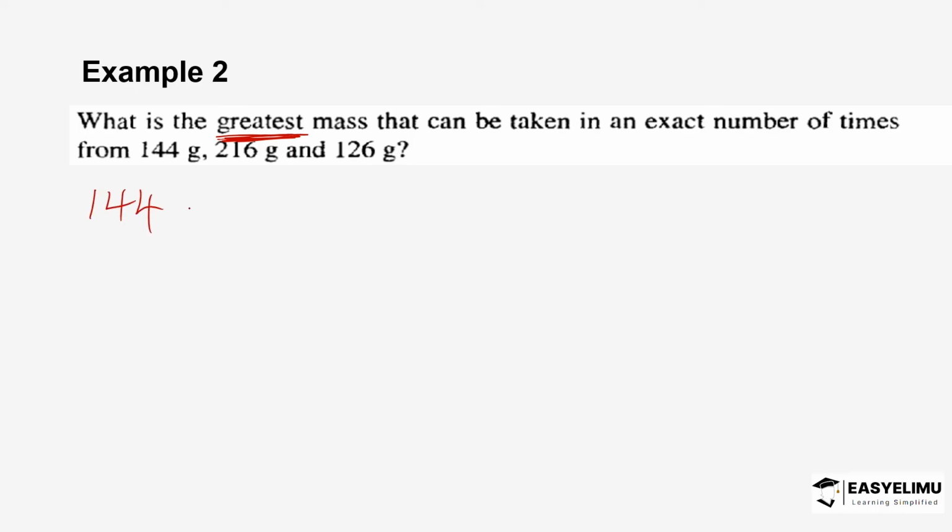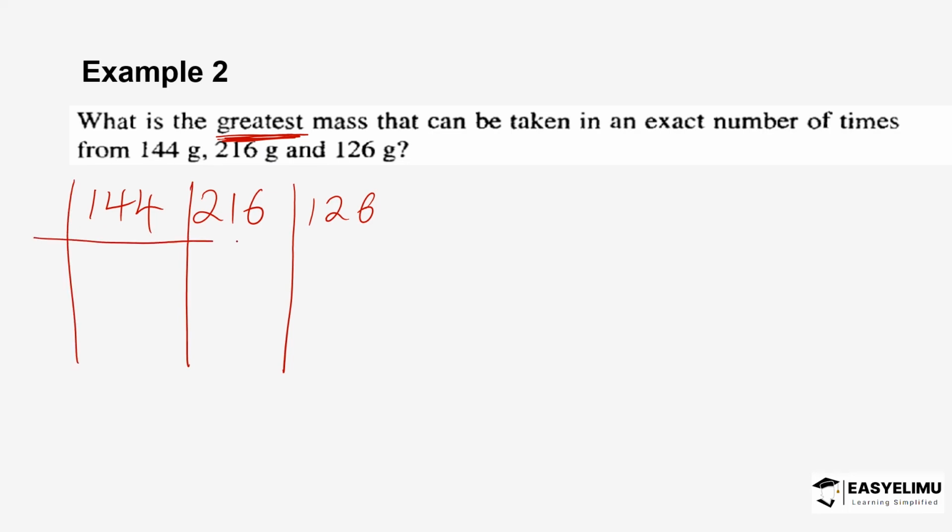So 144, 216, and 126. So again, we have 2. All of them are divisible by 2. You can see all the numbers here ending in even numbers. So 72, 108, 63. Now, the last one here is not divisible by 2.